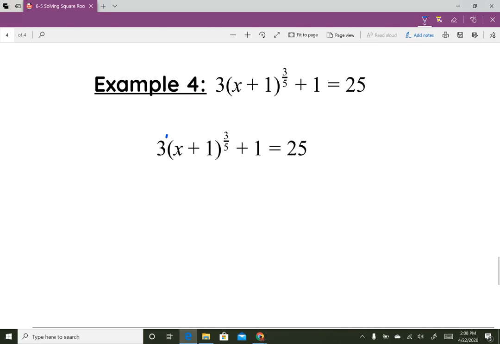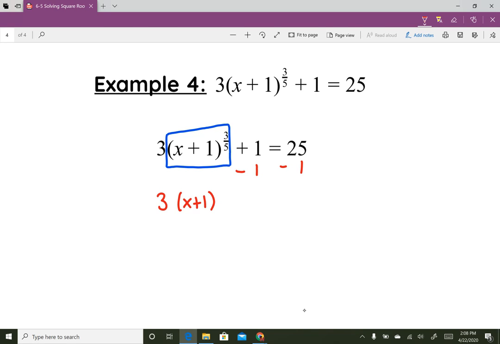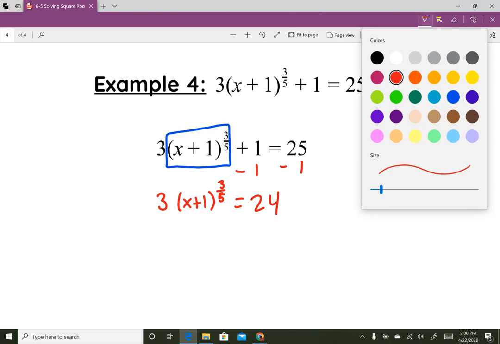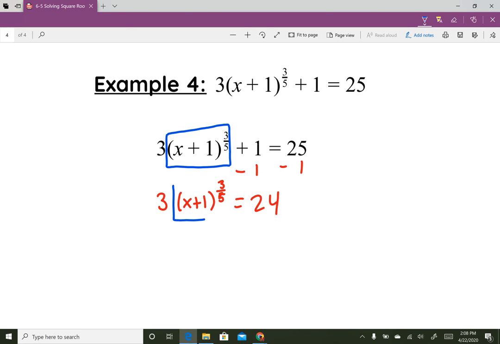Remember, my goal is I want to isolate this expression with the rational exponents. So I'm going to do that, put in blue here. And in order to do that, I have to first subtract the 1 from both sides. So I'm left with 3 times (x plus 1) to the 3 over 5. What does that equal now? That's equal to 24.